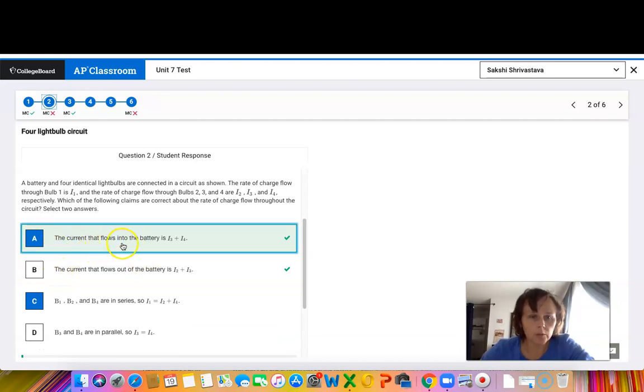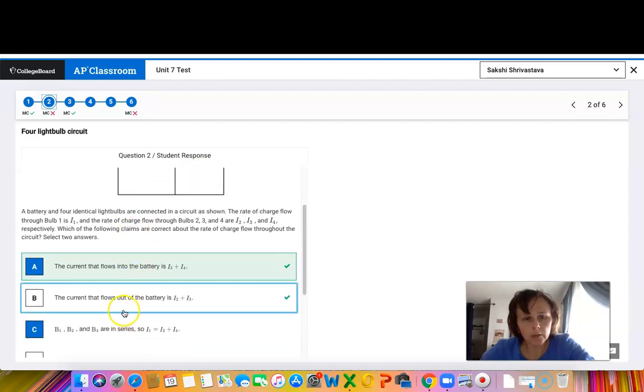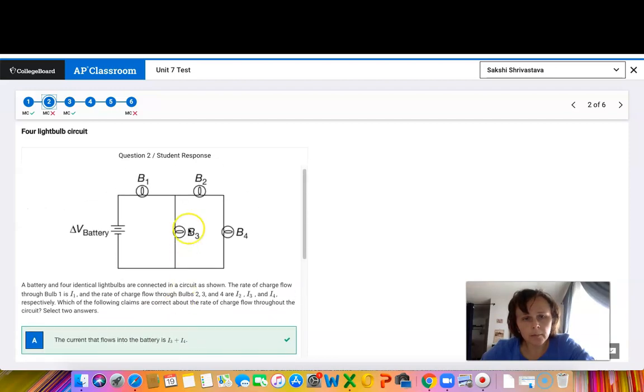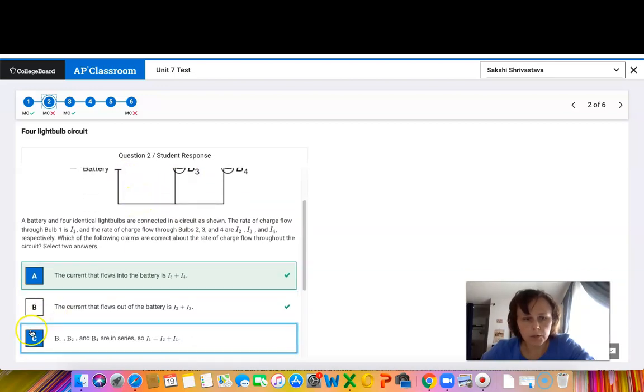The current that flows into the battery is I3 plus I4. That is correct. I3 and I4, which is the same as I2. They add up together, they flow into the battery, and the current that flows out of the battery is I2 plus I3. This is I2 and this is I3. They add up, they equal I1, and those are the two correct answers.